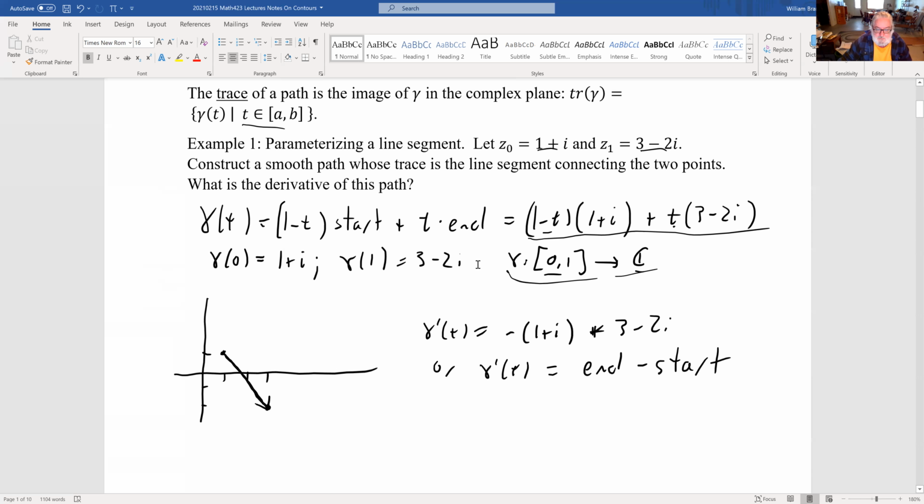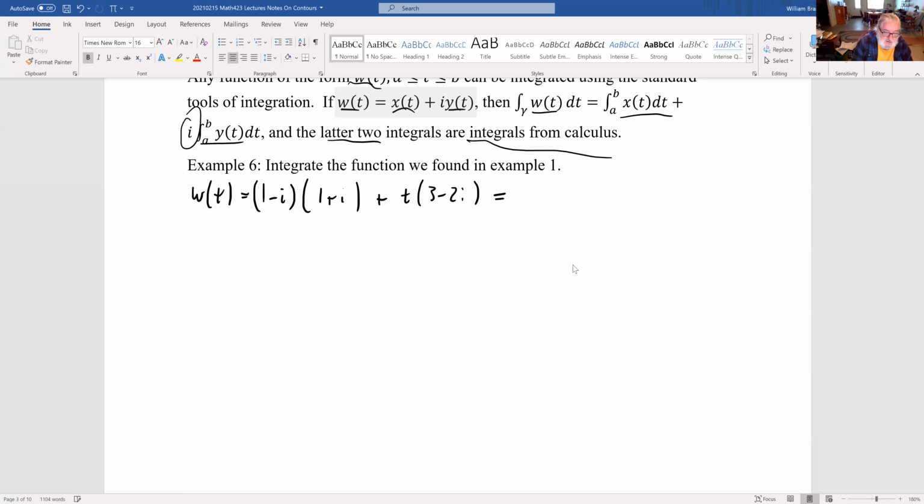So there we go. w of t then is 1 minus t times 1 plus i plus t times 3 minus 2i. And if you multiply all that out, you can get that to be 1 plus 2t, there's my real part, plus i times 1 minus 3t. And we had t going from 0 to 1.